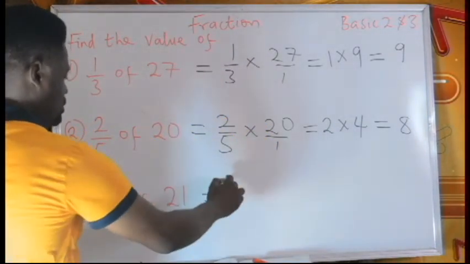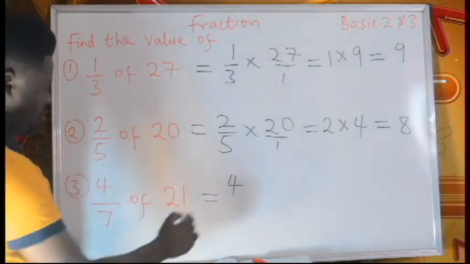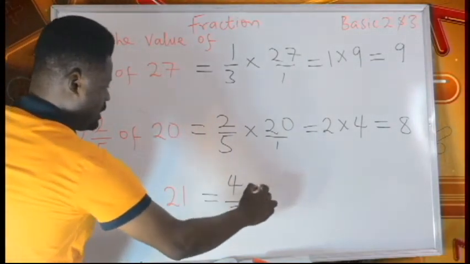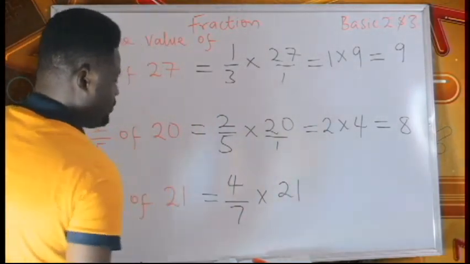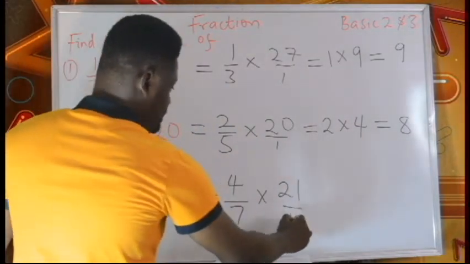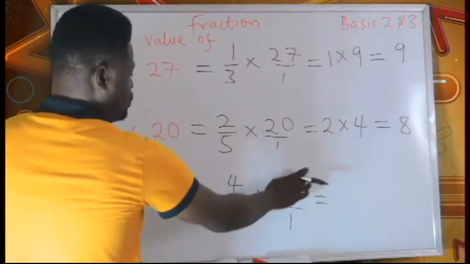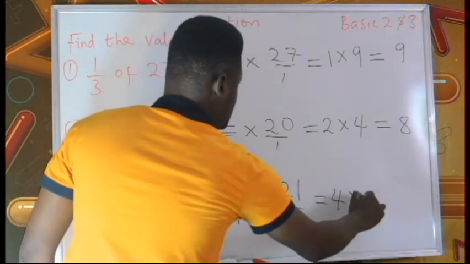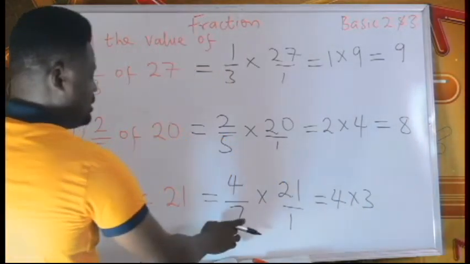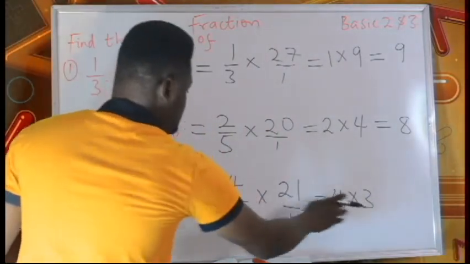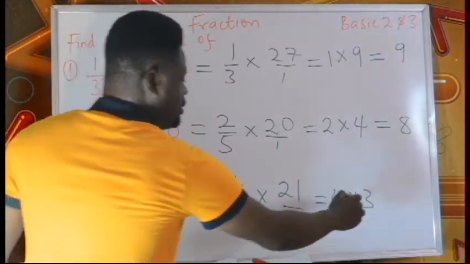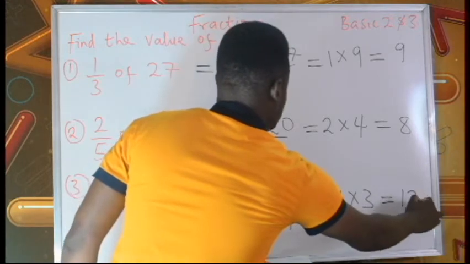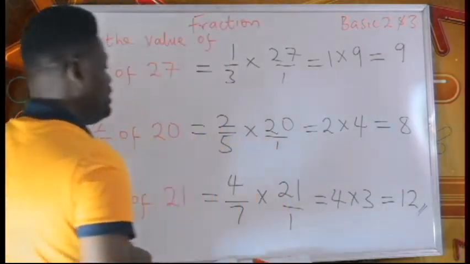So this will give us 4/7 times 21 over 1. 7 in 21 is 3. So 4 times the 3, 4 times 3. The 3 is from 7 in 21. Then this is the 4 you put. 4 times 3 is 12. So that's the final stage.